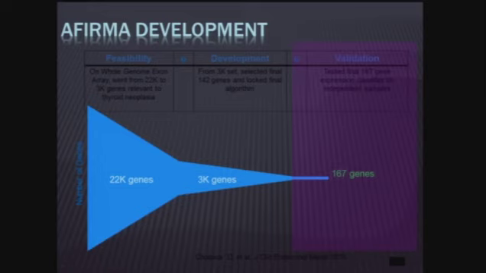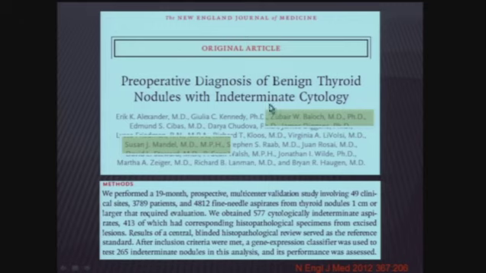One was a case of malignancy metastatic to the thyroid, and they added in 25 more genes to come up with the total 167 genes, which now comprise the assay. This work was published in the New England Journal of Medicine.